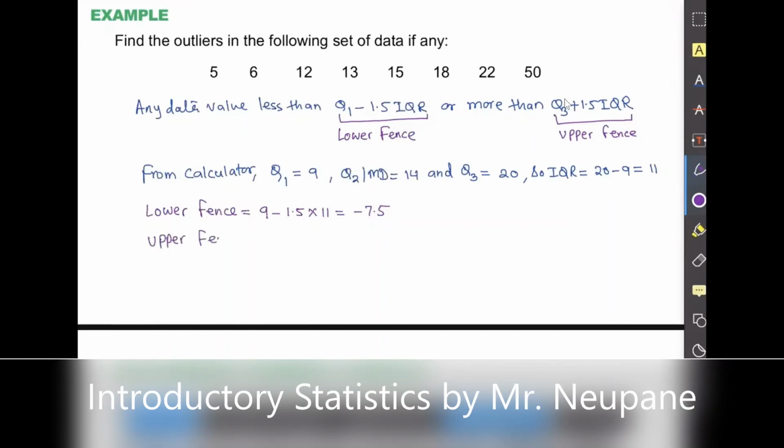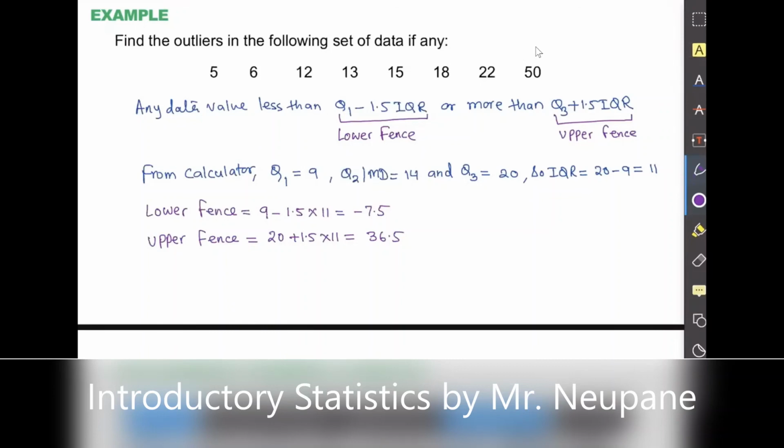Upper fence is Q3 plus 1.5 times IQR. So Q3 is 20 plus 1.5 times IQR, which is 11. So 20 plus 1.5 times 11 is 36.5. That's my upper fence. Do you have any number more than 36.5 in this given data set? Yes. What is that? 50. 50 is more than 36.5. So we can say that 50 is the outlier.